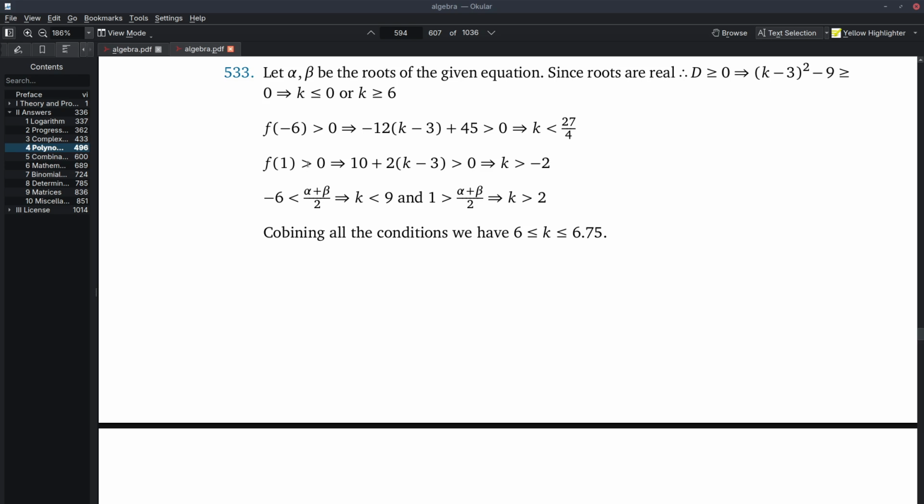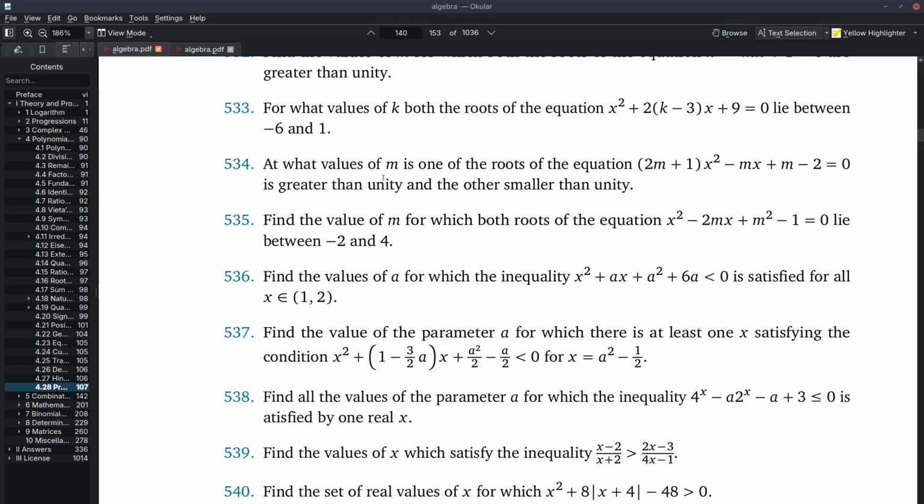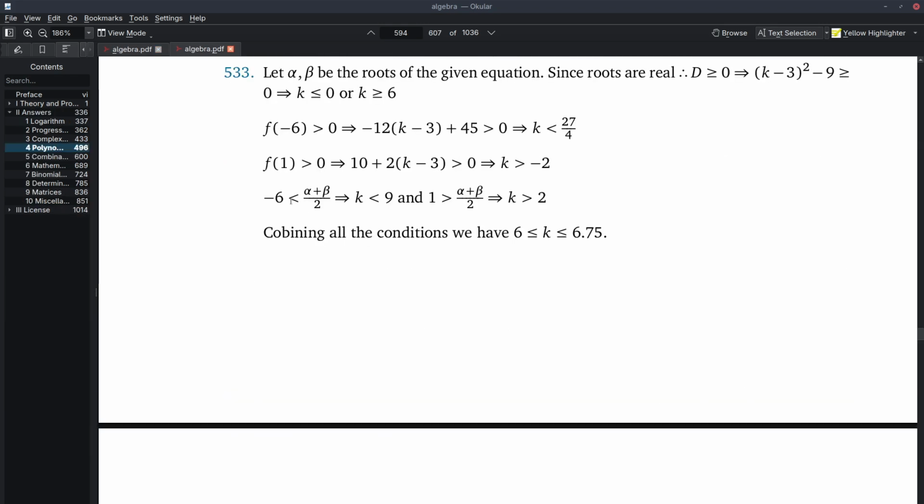Now, f of 1 is to be greater than 0. So 10 plus 2 into (k minus 3) greater than 0. That means k should be greater than minus 2. And we have the question 533: the roots lie between minus 6 and 1.